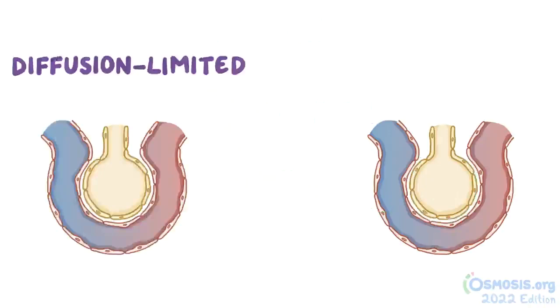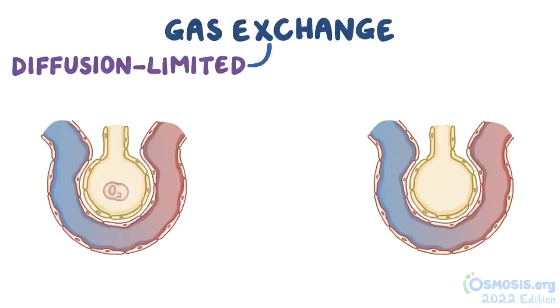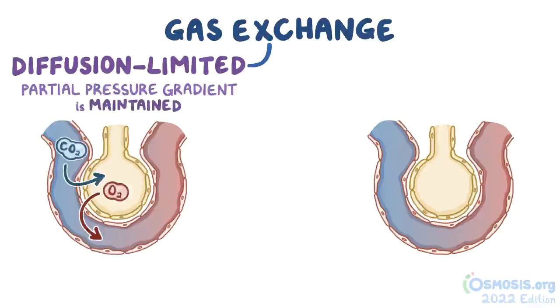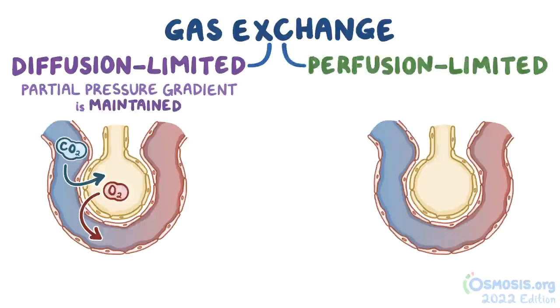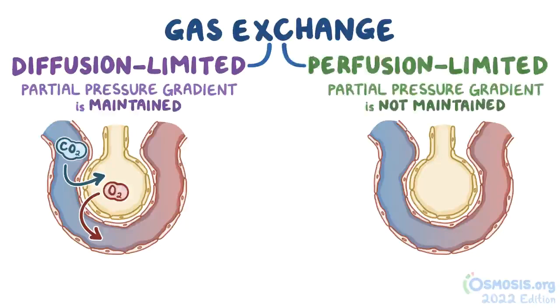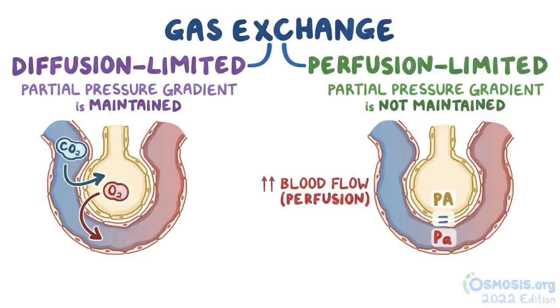So, diffusion-limited gas exchange means that a gas like oxygen or carbon dioxide can diffuse across the alveolar capillary membrane as long as the partial pressure gradient is maintained. On the other hand, perfusion-limited gas exchange means that if the pressure gradient is not maintained and the concentration of gases on the two sides of the alveolar capillary membrane become the same, further gas exchange is only possible by increasing blood flow, or perfusion, in the pulmonary capillary.